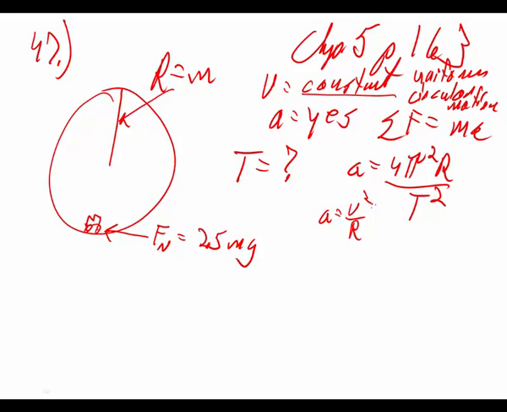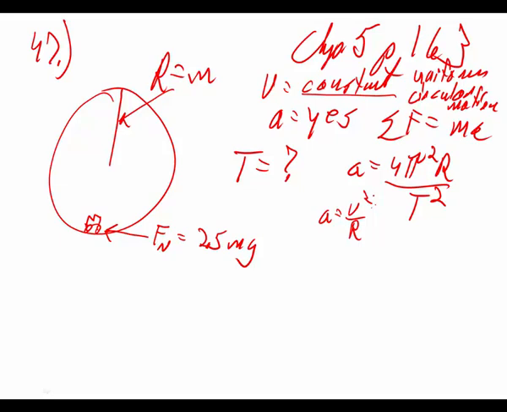2 pi. Remember that equation? Was it 2 pi r over T? Yeah, I believe it was. Then you square it, and you get that, because we're squaring velocity. But I just want you to know where it's coming from. I'm not just pulling it out of thin air.